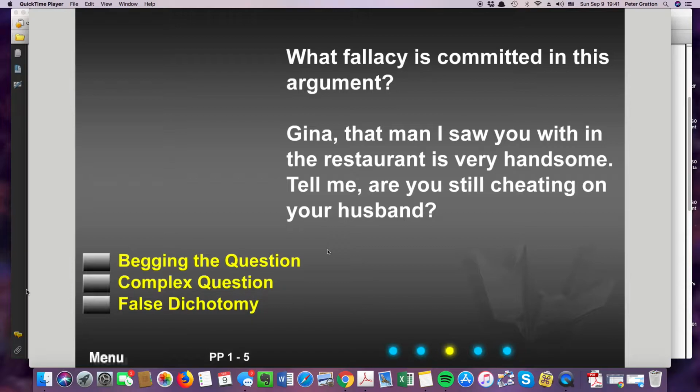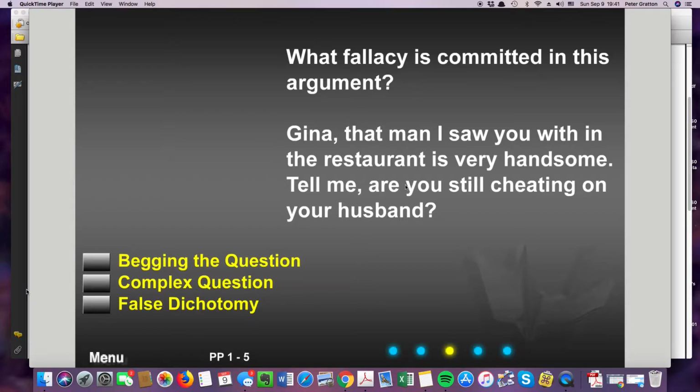Gina, that man I saw you with in the restaurant is very handsome. Tell me, are you still cheating on your husband? Okay, we've got a question mark, right? We don't have an either-or, so it's not a false dichotomy. Now, begging the question, does it necessarily come with a question mark, as we've seen?